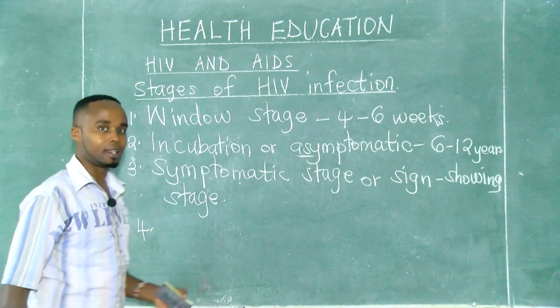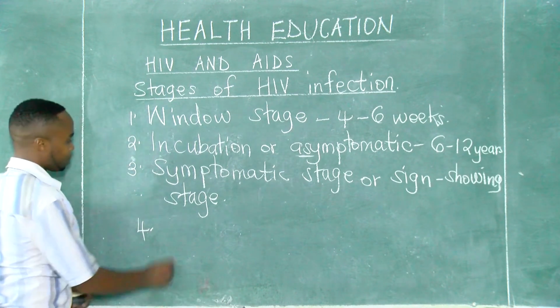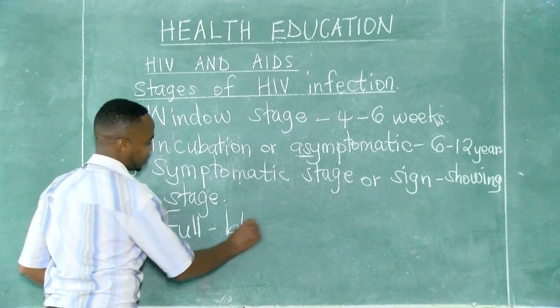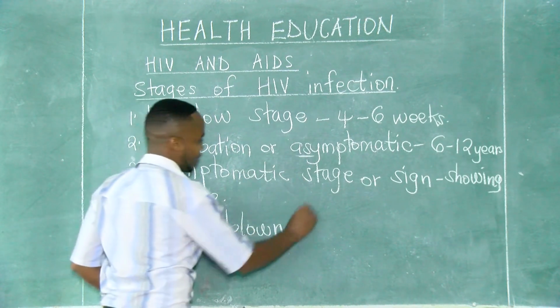So the fourth stage, which is the last one, is called full-blown AIDS.